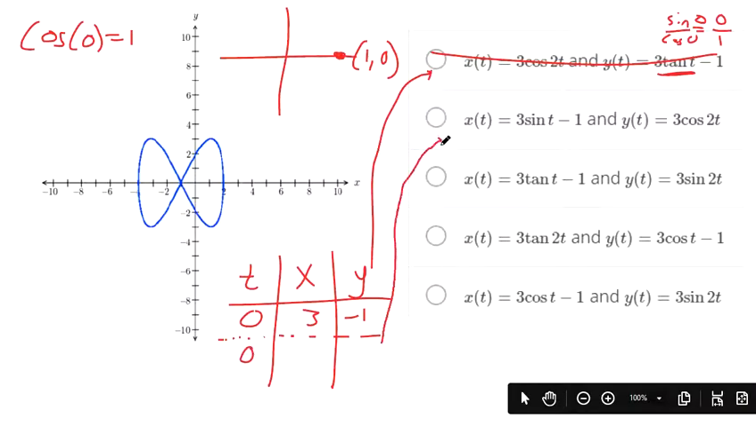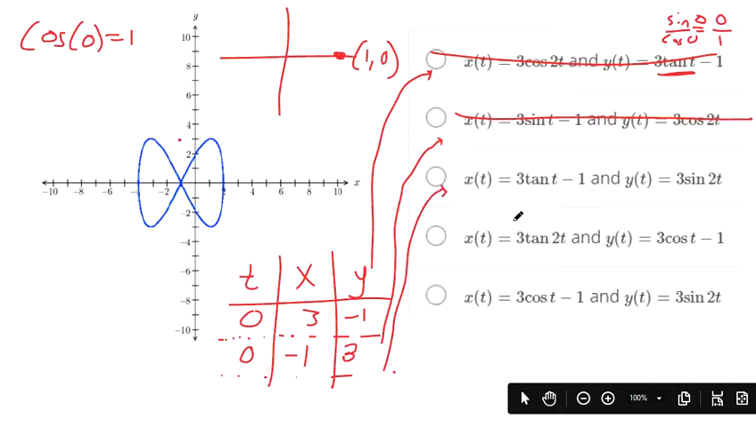Let's plug in 0 and see what comes out. 3 times 0 makes 0. 0 minus 1 makes negative 1 for x. And then over here, cosine 2 times 0 is 0, so cosine of 0 is 1. 1 times 3 is 3. So we should see a dot, negative 1 on the x, 3 on the y. So this one's eliminated.